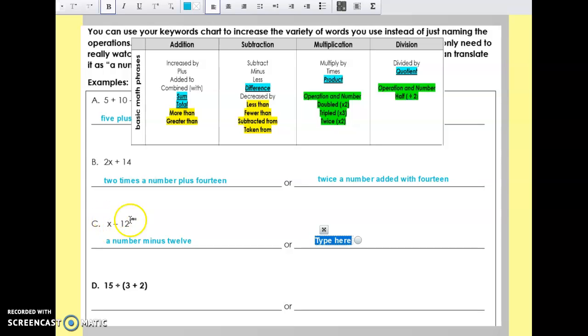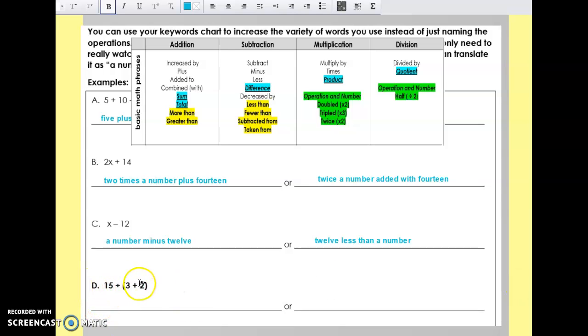So if I wanted to get creative, see these yellow words? That meant we switch the order. So we would actually say 12 less than a number. 12 less than a number. So when we go to write it, we'd write x minus 12. So we can also do that when we are typing it out as far as in words.